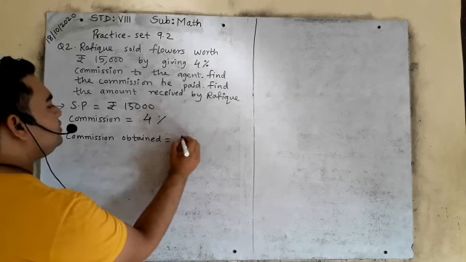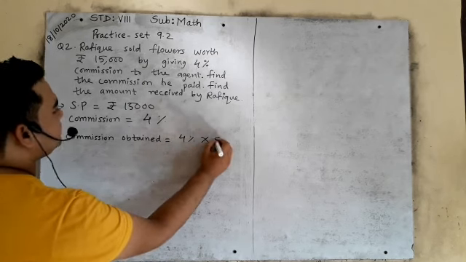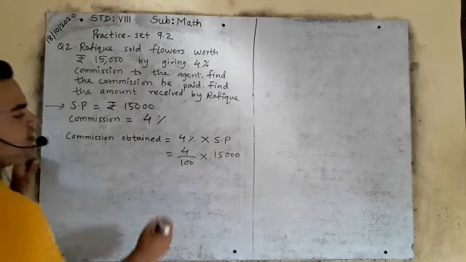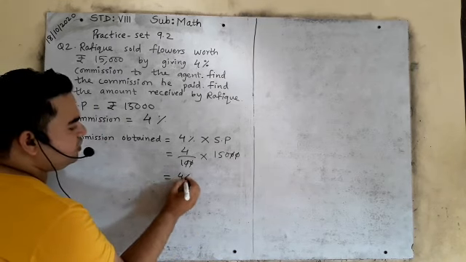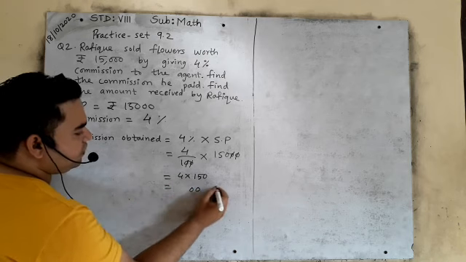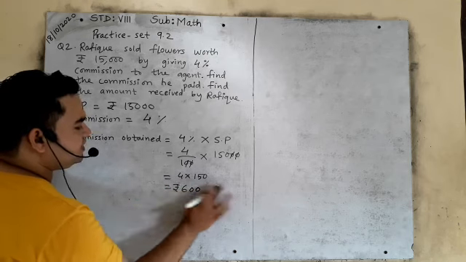Commission obtained is equal to 4% multiplied by selling price, right? So 4% means 4 upon 100. Selling price is 15,000, right? Now this 20 will get cancelled. What will remain? 4 into 150. So 4 zeros are 0, 4 fives are 20, 4 ones are 4, into 6. That is rupees 600. So I have to pay rupees 600 to that agent in the form of commission.